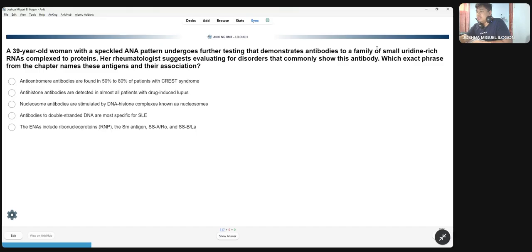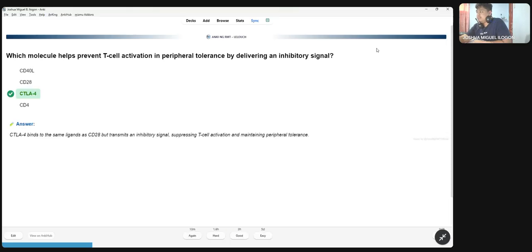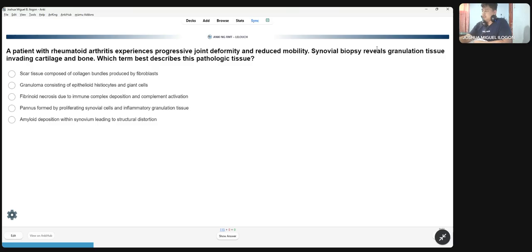Antibodies to a family of small uridine-rich RNAs complexed to proteins. So rheumatology suggests evaluating for disorders that commonly show this antibody. So small uridine U1. Isn't that the ENAs? CTLA4, I think. Yeah.